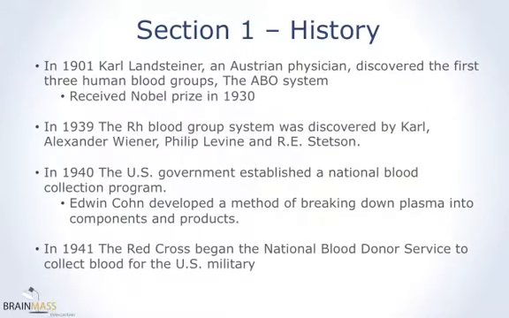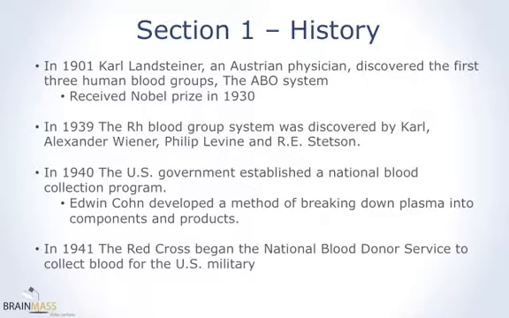In 1901, Karl Landsteiner, an Austrian physician, was able to discover the first three human blood groups, the ABO system. Later, in 1930, he received a Nobel Prize for that discovery. Karl Landsteiner continued his work, and in 1939 to 1940, he and a few other physicians listed on the slide discovered the Rh blood group system.